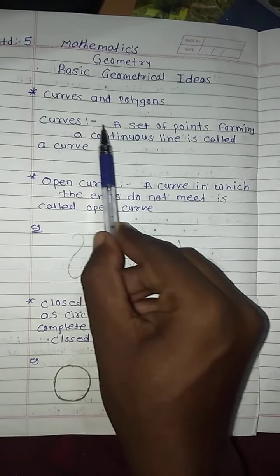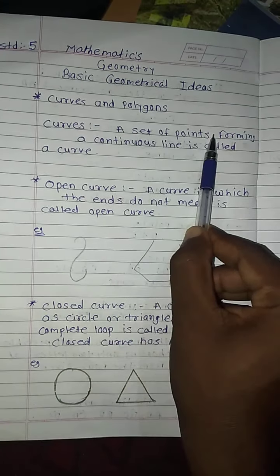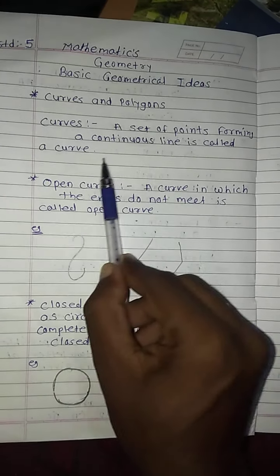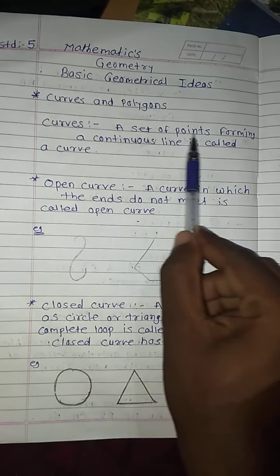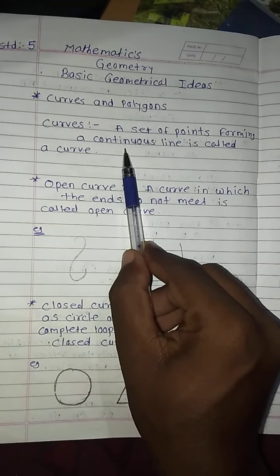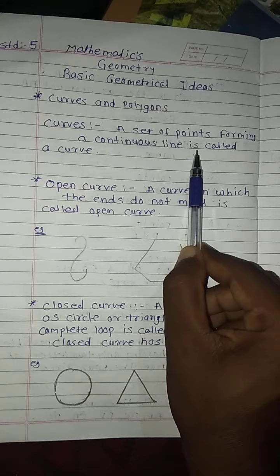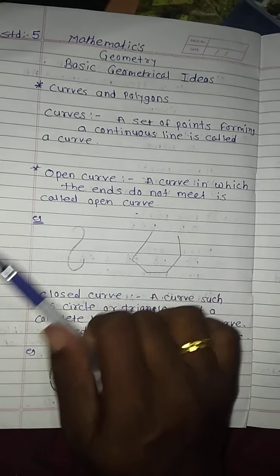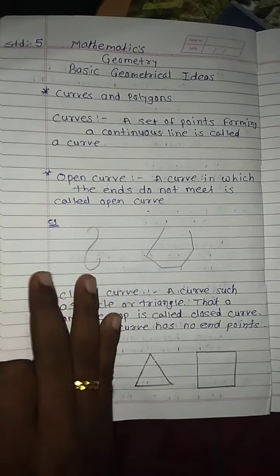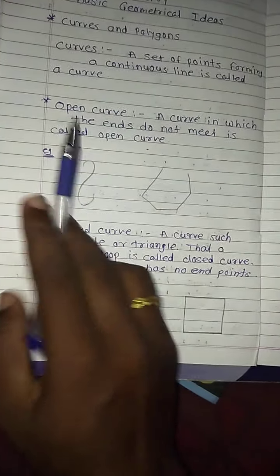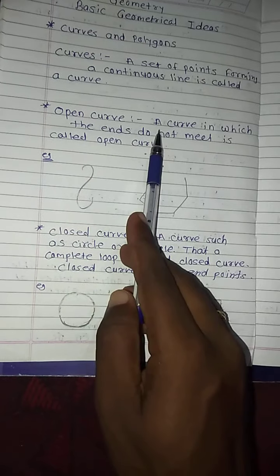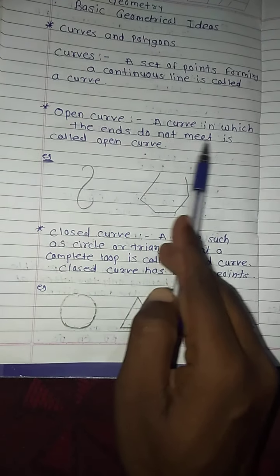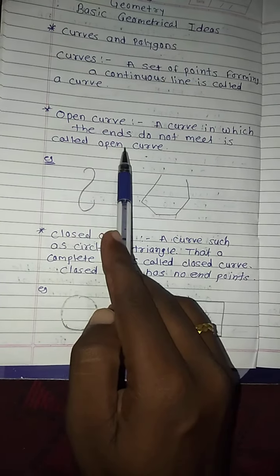Observe curves. A set of points forming a continuous line is called a curve. Means a set of points which form a continuous line is called a curve. There are types of curve. First, open curve. What is meant by an open curve? A curve in which the ends do not meet is called an open curve.